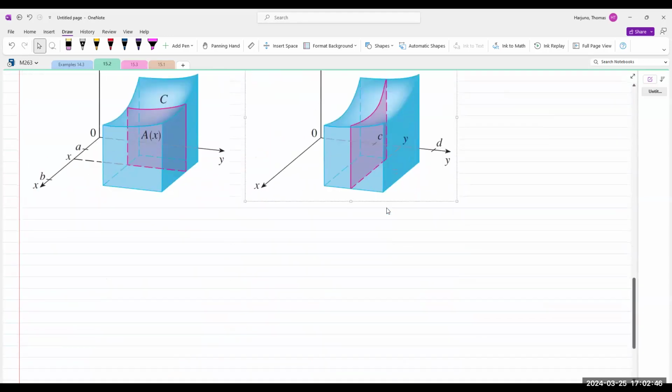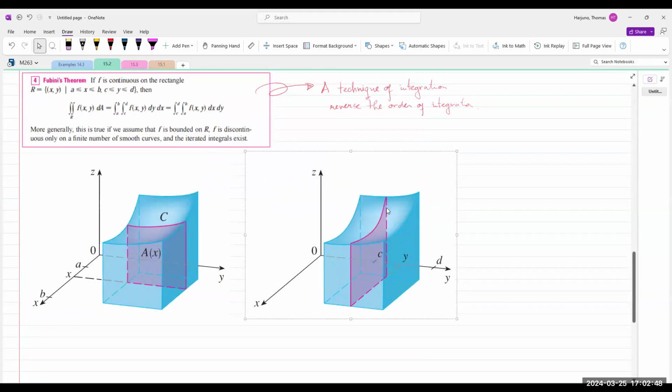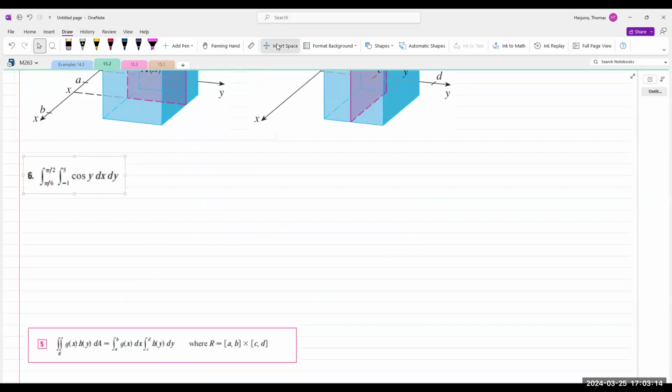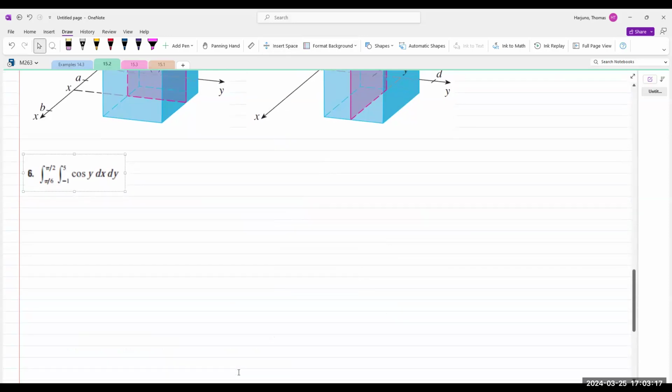Now let's do some examples first. I pick a question from our textbook. Let's say I do number 6 in our textbook. Yeah, this number 6. We integrate first with respect to x. Oh, but the function has no x, huh?